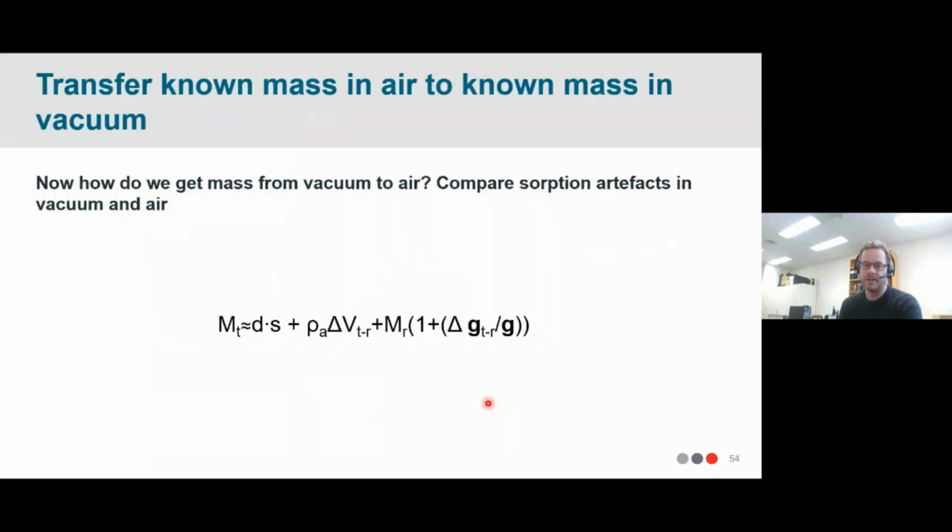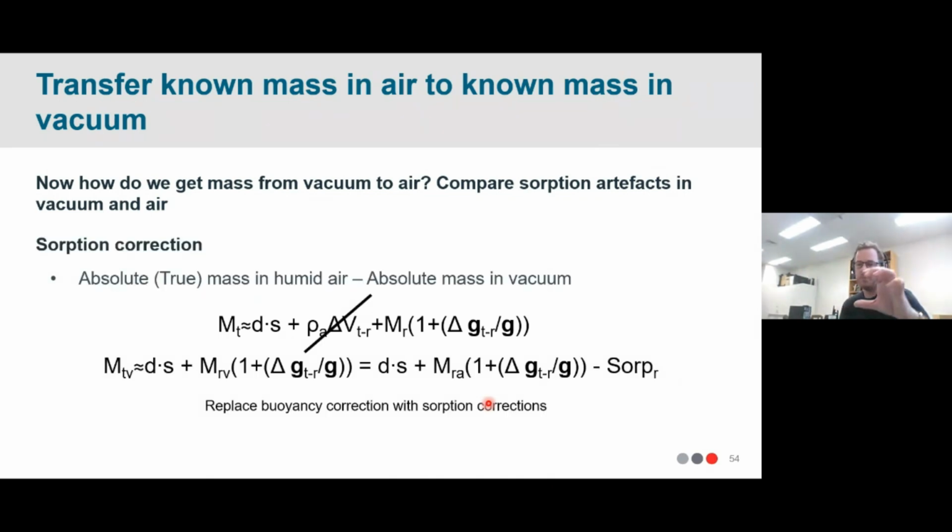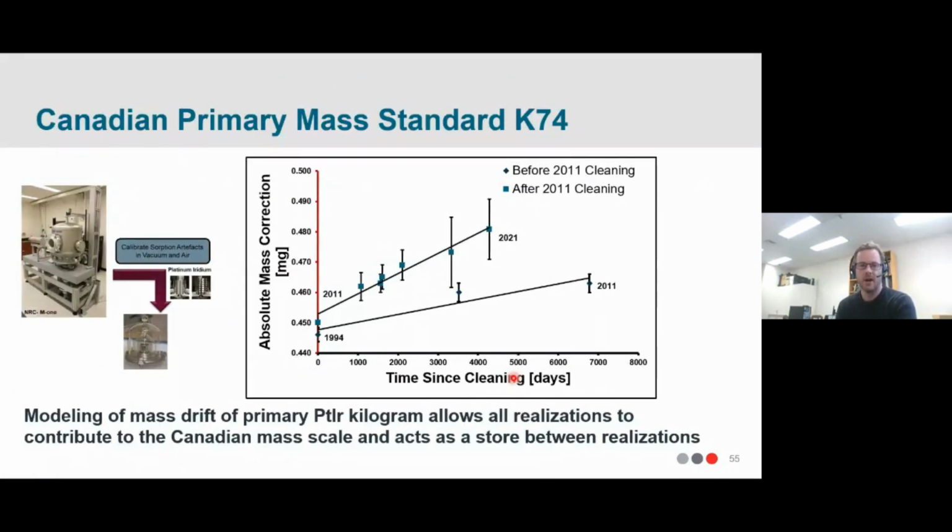And that's really good, because it turns out that if we do measurements in vacuum, we can compare stainless steel to platinum in vacuum, or whatever transfer artifact we want, without any buoyancy correction. Then we can calibrate stainless steel in vacuum and just transfer that to air using the sorption correction, which we can do to much better accuracy than a buoyancy correction, for example comparing platinum to stainless steel in air. That's a big correction.